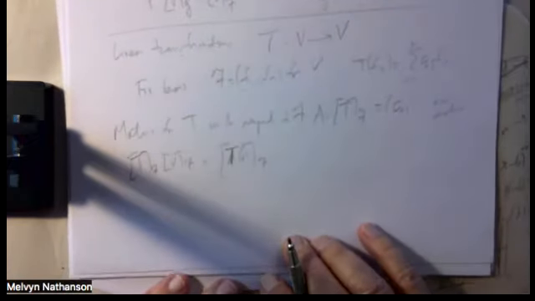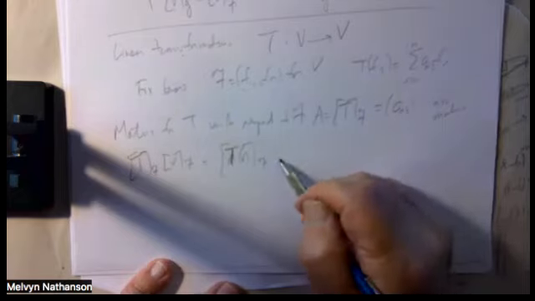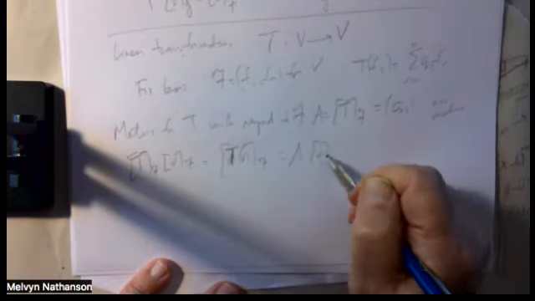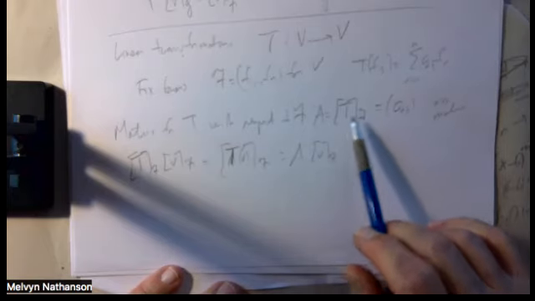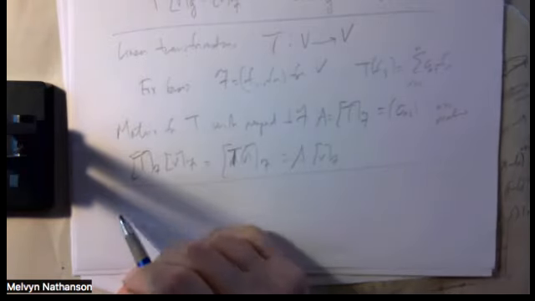Or maybe I don't have to use A. Because this is this matrix T with respect to F, or A, times V with respect to F. So once you pick a basis for a vector space, you can write every linear transformation as a matrix. Of course, the matrix depends on the basis.